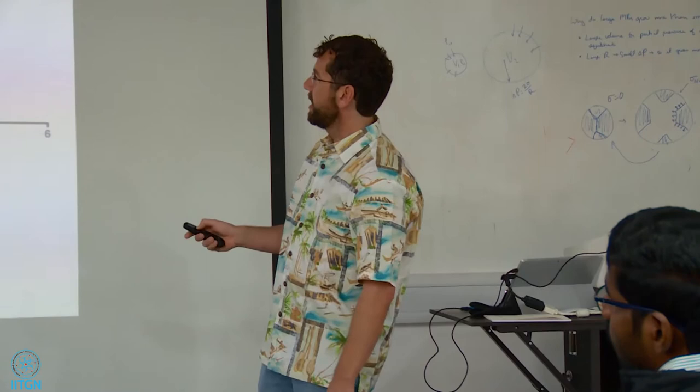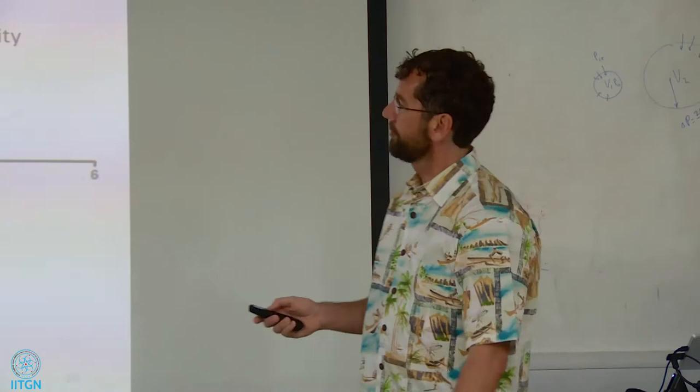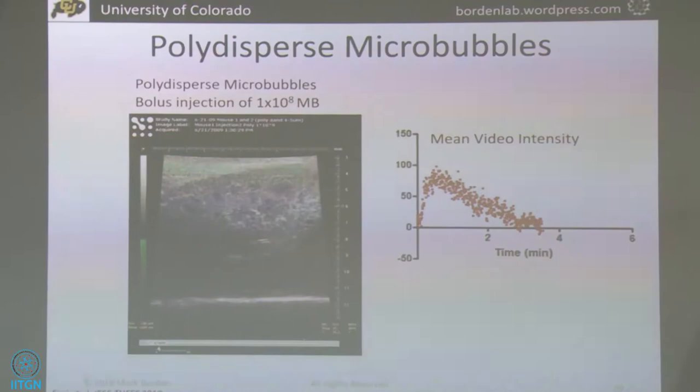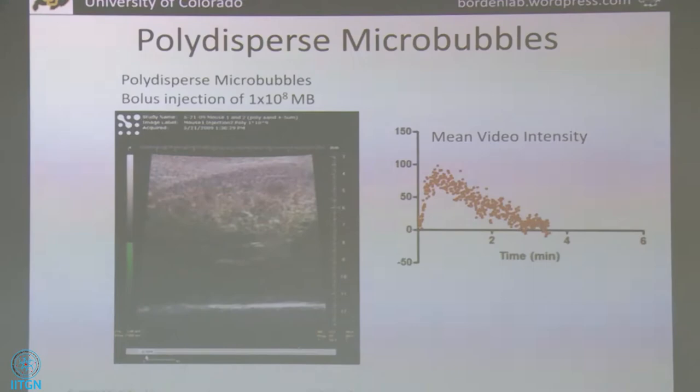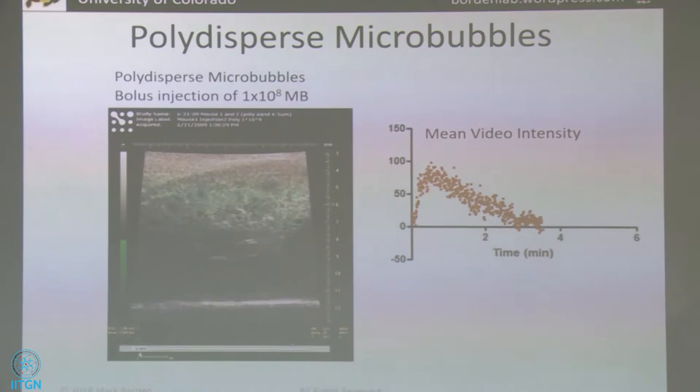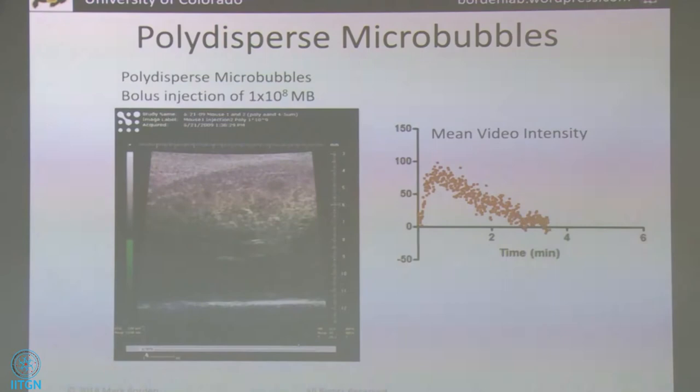So this is a polydispersed microbubble suspension. You've all made polydispersed microbubble suspensions, and it's injected into the mouse. This is the kidney of the mouse. Imaging the kidney of a mouse or a rat or a dog is a great way to image the persistence of the bubble and the scattering of the bubble because it's a highly perfused organ. A lot of the cardiac output of blood goes through the kidney. So it's highly perfused, and it lights up like a Christmas tree when you inject bubbles.